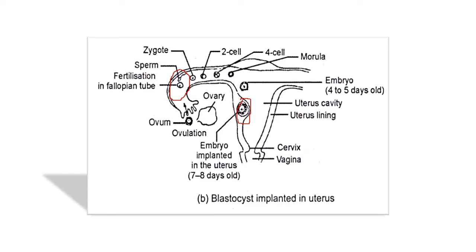The blastulation, morula to blastula, takes 4 to 5 days, and after this, the zona pellucida disappears in the next 2 days, and then on the 7th and 8th day the blastocyst is implanted on the uterus.